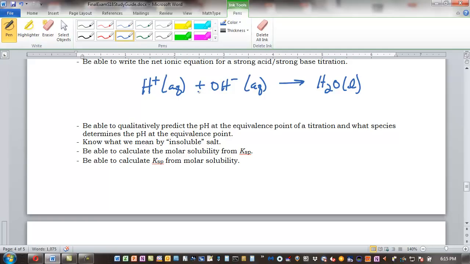All right. pH at the equivalence point. We already did the strong acid, strong base titration. pH is 7.